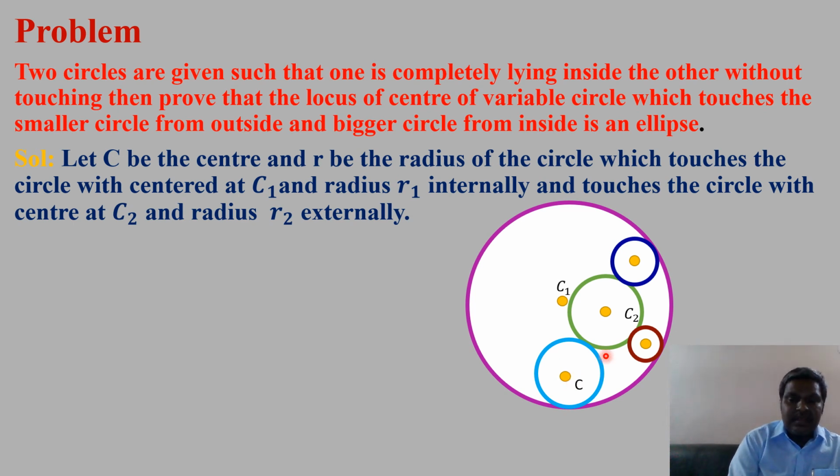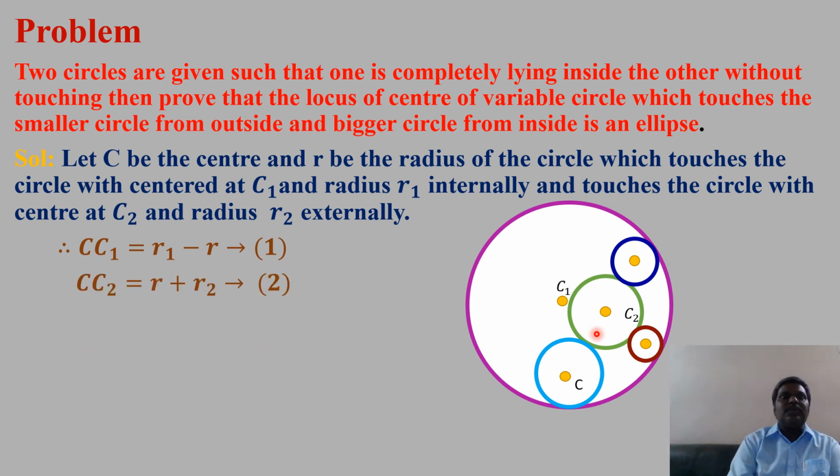Similarly, the two circles, one is the fixed circle, this is my variable circle, touch each other externally. So what is the distance from C to C2? That is R2 plus R. Two circles touch each other externally, what is the condition? The distance between their centers is equal to the sum of their radii. So CC2 is equal to R plus R2. C1C is equal to R1 minus R. I am going to write these two equations. C1C is equal to R1 minus R. Similarly, we have C2C is equal to R plus R2.